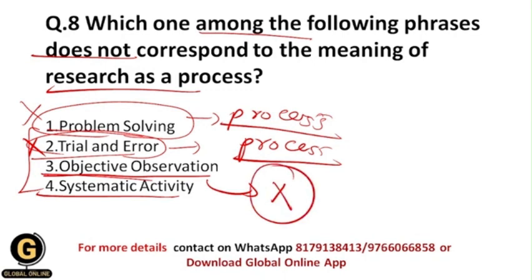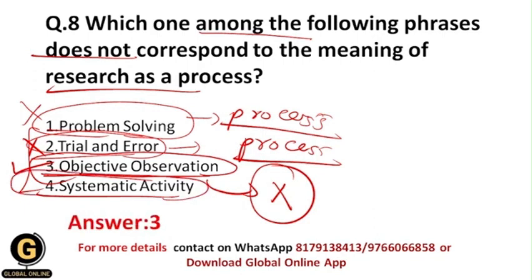and that's why this is the correct answer to this question, because it does not correspond to the meaning of research as a process. Okay, so objective observation is part of a research process. It is not the whole research process, and that's why the correct answer to this question is 3. And now systematic activity, obviously through this word you can understand that this is a whole process and it corresponds to the meaning of research as a whole process, so this is again eliminated, and that's why the correct answer is 3.